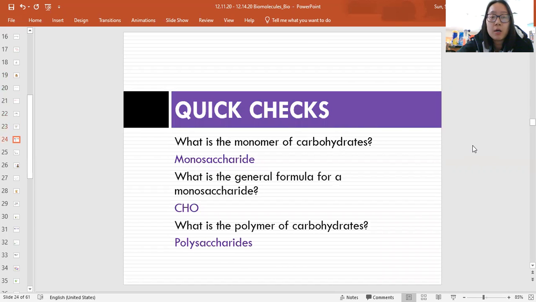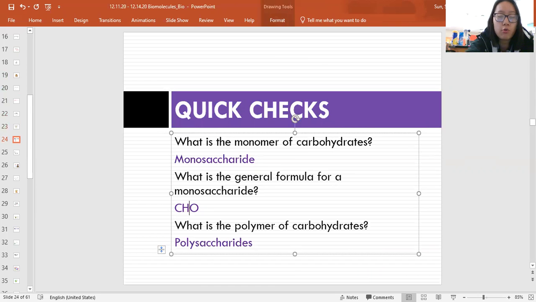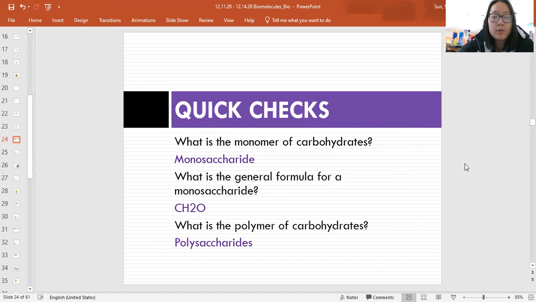Again, what is the monomer of a carbohydrate called? It is called a monosaccharide. What is the general formula for a monosaccharide? It's not CHO, remember, it's CH2O. So there's always double the amount of hydrogens. And what is the polymer of a carbohydrate called?